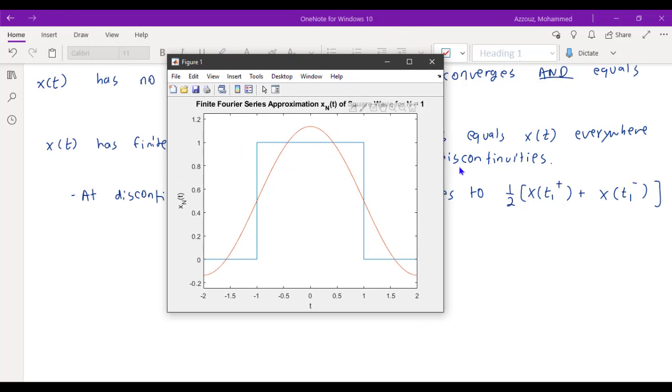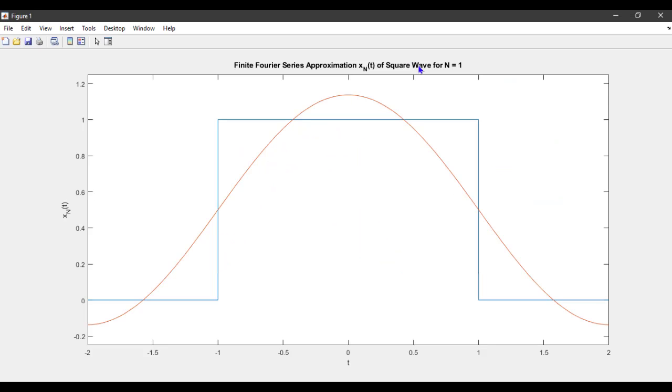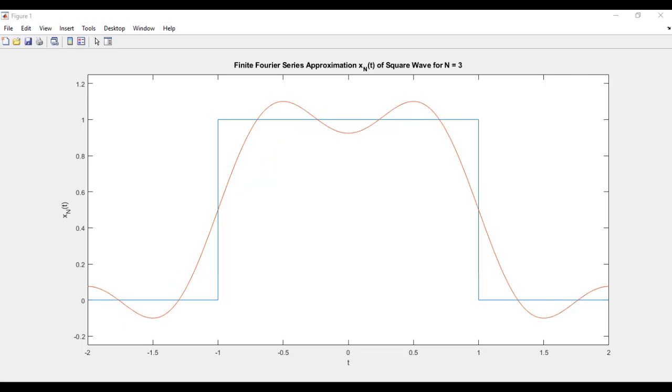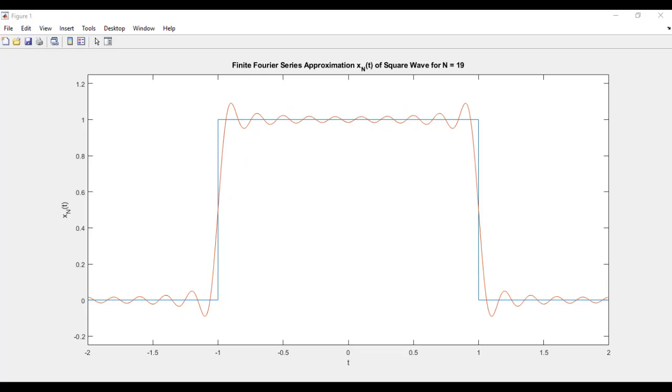So here's N equals 1. As you can see, we only have the first harmonic. For N equals 3, we have all the way up to the third harmonic. Here's N equals 19, so we have all the way up to the 19th harmonic, N equals 39, and N equals 79.